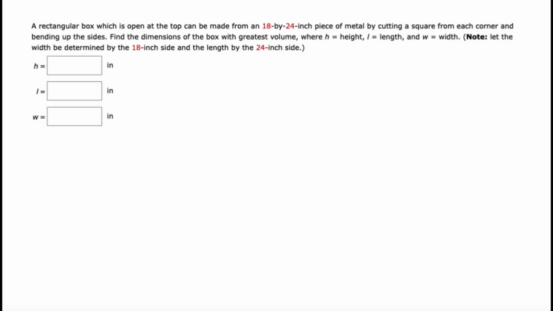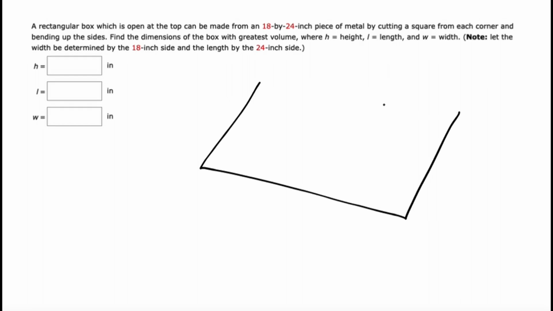It says a rectangular box which is open at the top could be made from an 18 by 24 inch piece of metal by cutting a square from each corner and bending up the sides. So they're talking about the dimensions of the metal here being 18 by 24. This is like before any cuts get made. So basically that's a 24 and that's an 18.